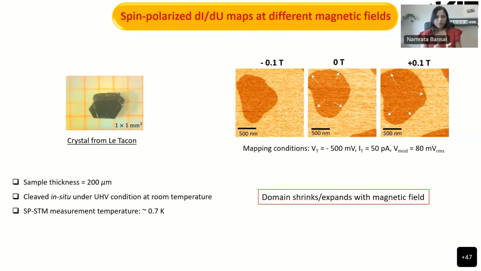This expansion of the magnetic feature is clear proof that our tip is spin polarized in the out of plane magnetization. Now, after confirming that our tip is spin polarized, we proceed to the next level of experiments.